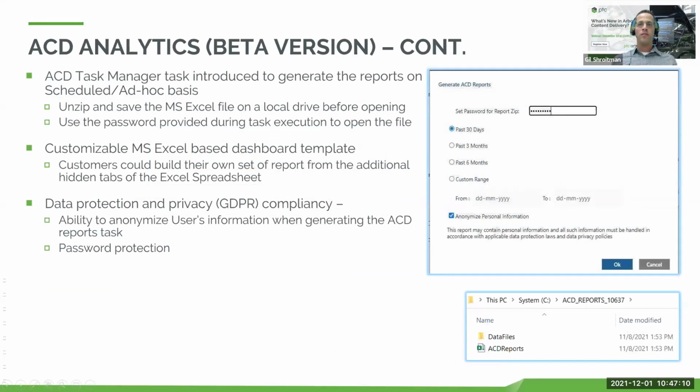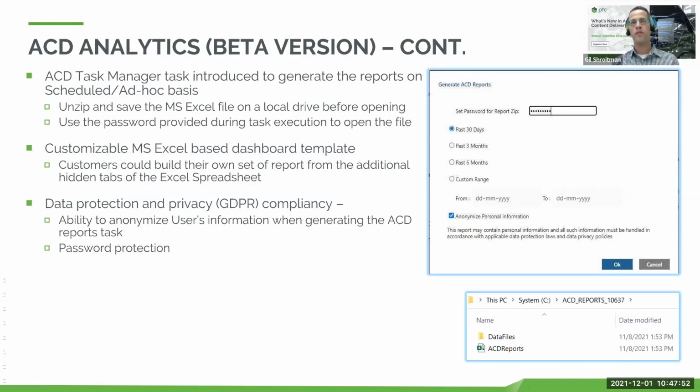And in order to execute a generated report, we've introduced a new task manager task that's going to be made available through the Eden section of the task manager. And as I mentioned, it's very easy to use. You just define the reporting time frame, whether it's past 30 days, 3 months, 6 months, or some custom range. You can set a password for opening that report zip once it's exported. And you can also anonymize any of the personal information, such as the user IDs that are being exported into that report if you decide to.